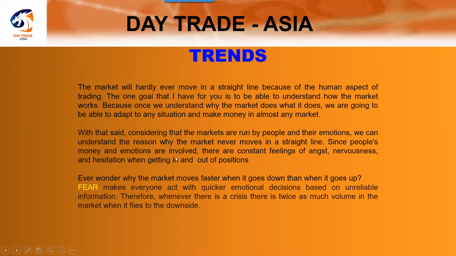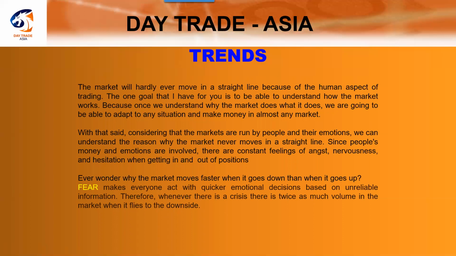Okay, so the market will hardly move in a straight line because of the human aspect of trading. The one goal that I have for you is to be able to understand how the market works, because once we understand why the market does what it does, we're going to be able to adapt to any situation and make money in almost any market: a consolidating market, a market that's going up, or a market that's going down. So with that said, considering that the markets are run by people and their emotions, we can understand the reason why the market never moves in a straight line.